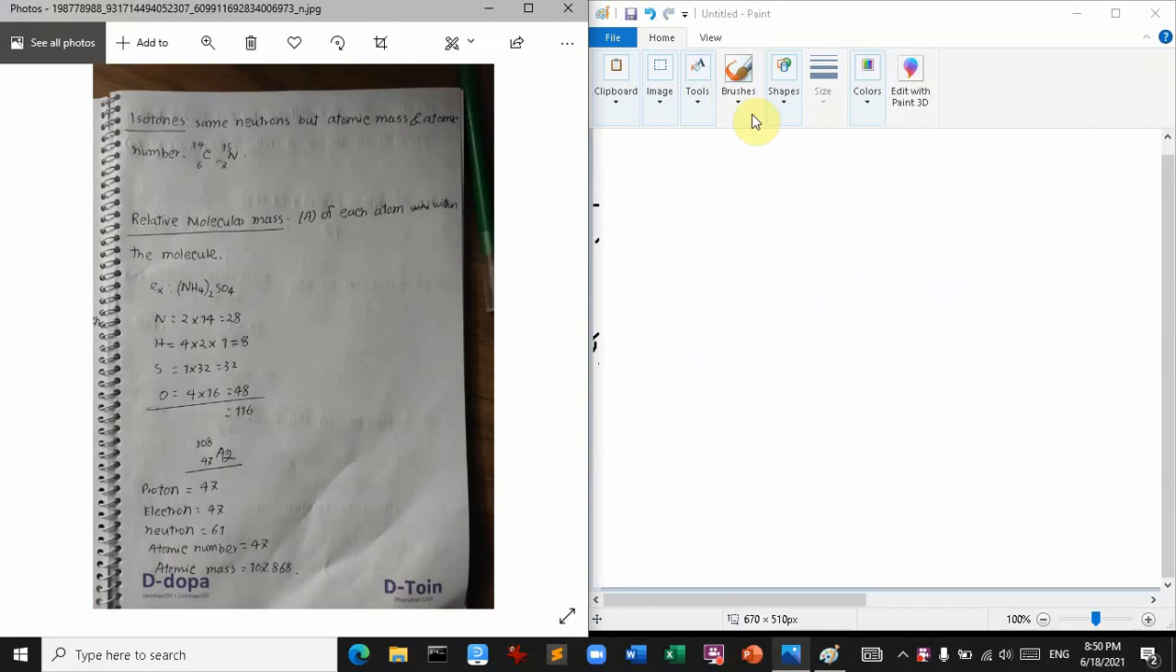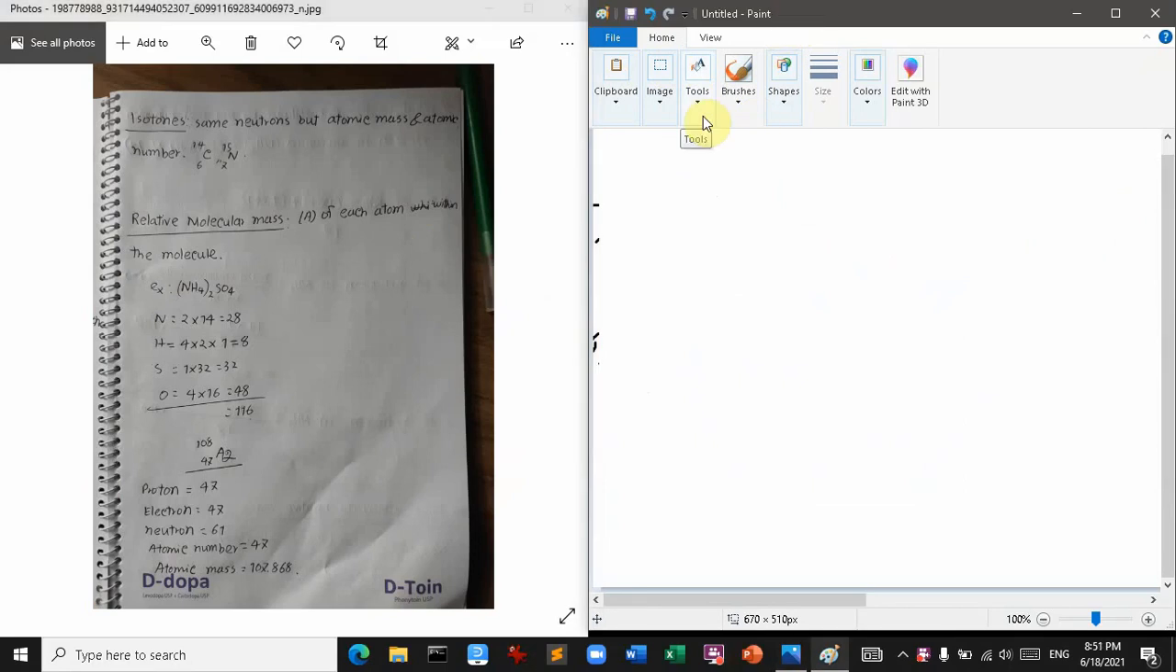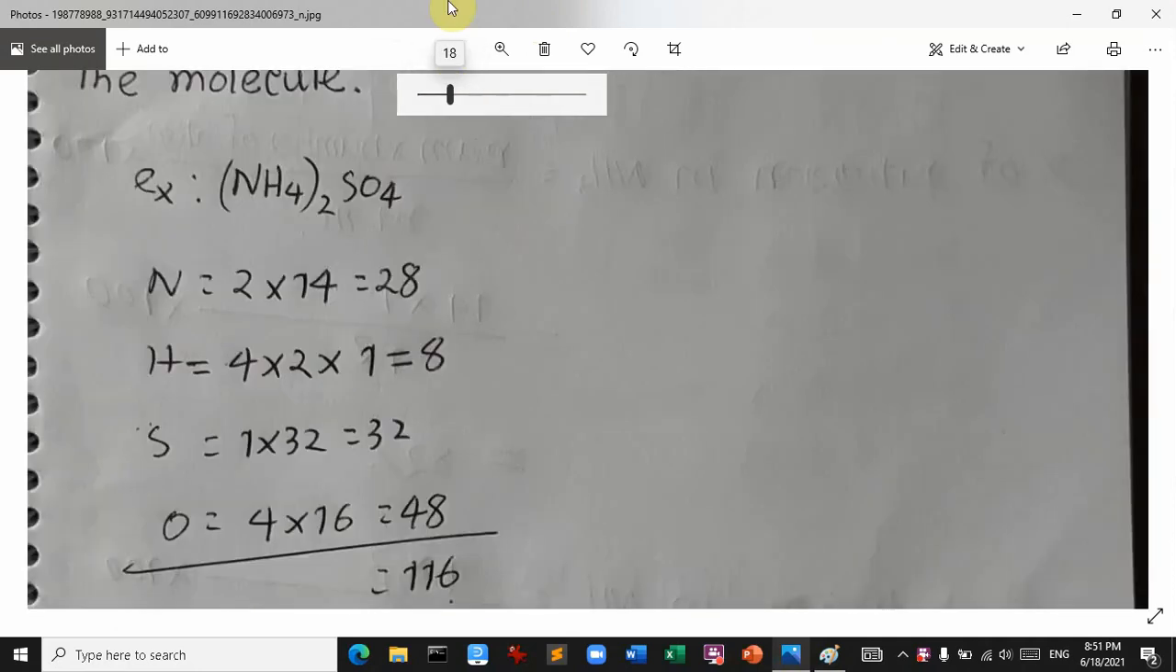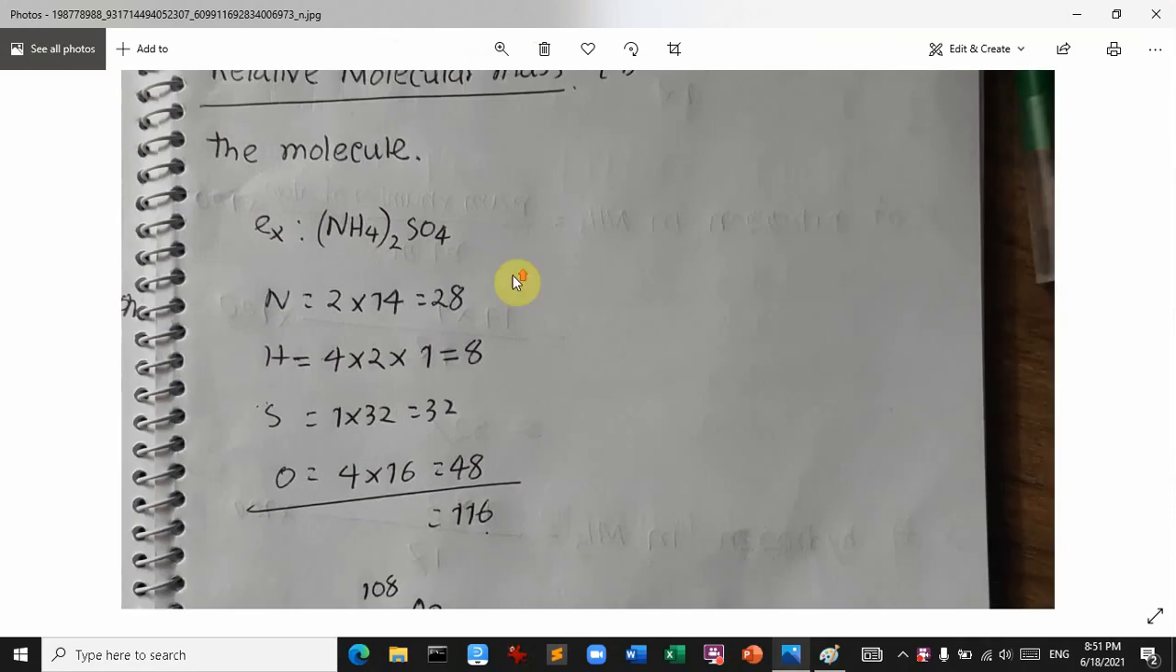Let's go to math. Calculate the relative molecular mass. Molecular mass is the total mass of a molecule. Every atom has its individual mass, so a molecule also has a mass, and we are going to find out that mass. I've given a math problem for ammonium sulfate, (NH4)2SO4. To calculate the mass of an element, we have to multiply the number of atoms by their mass.